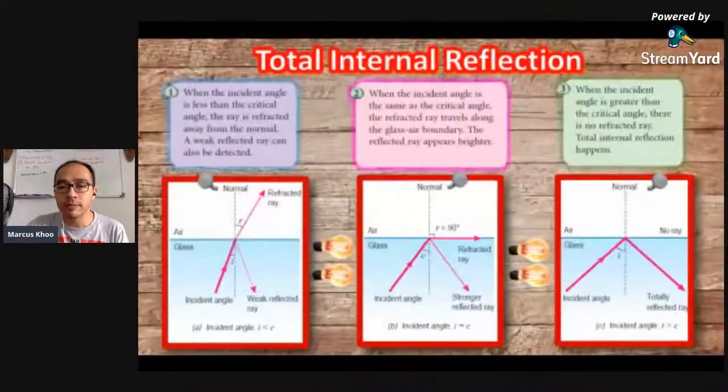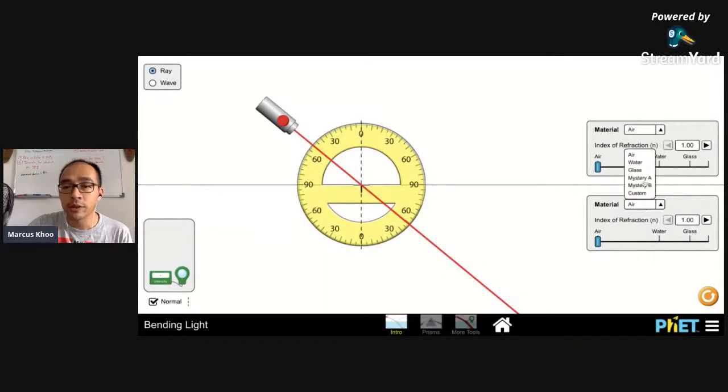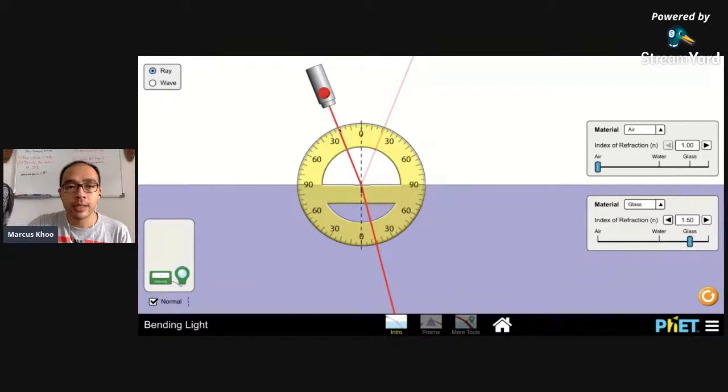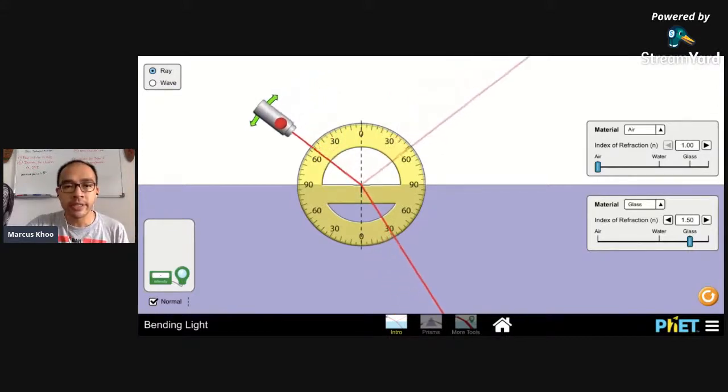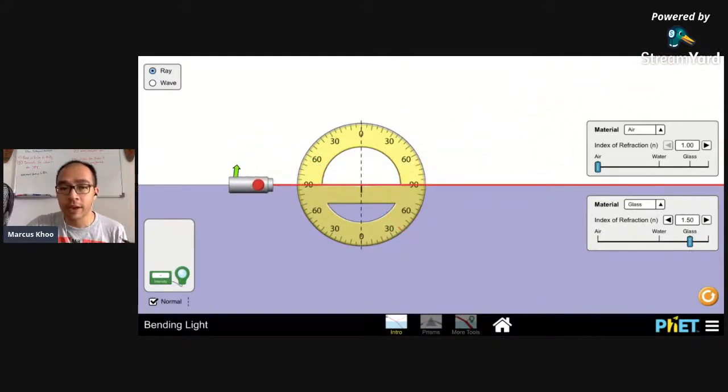You don't believe me, but we can always give it a try. So let me change the situation. Now I want to travel from air to glass. As I said, this is the incident ray, refracted, and then some of it reflected. But will total internal reflection happen? Fine, let's increase. You see, the more you increase, it's harder for total internal reflection to happen.